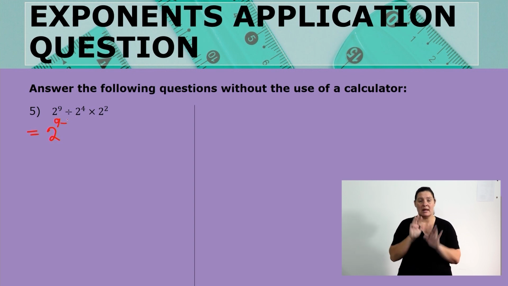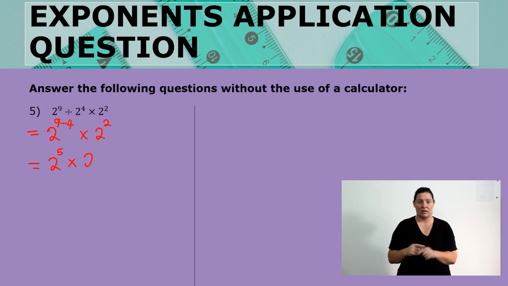So that is going to be 9 minus 4. And we are still going to multiply by the 2 squared. And 9 minus 4 is going to give us an exponent of 5. Then we are going to multiply with the 2 squared. And do you remember what happens when we are multiplying powers of the same base? Yes, you are correct. We are going to add the exponents. So that is 5 plus 2, and that is going to give us an answer of 2 to the exponent of 7.